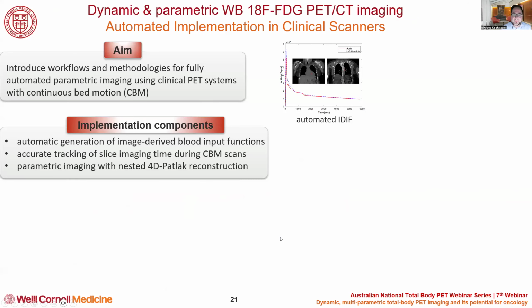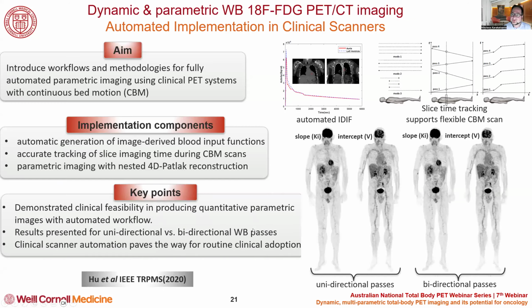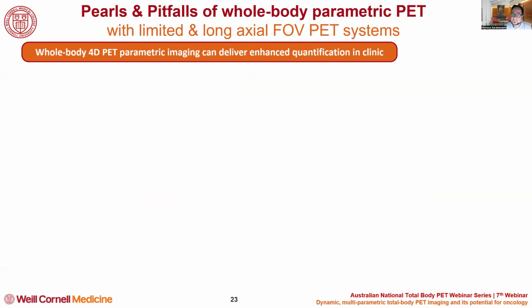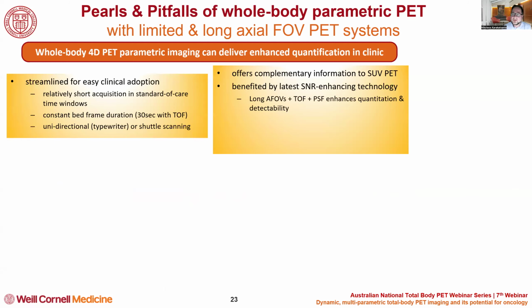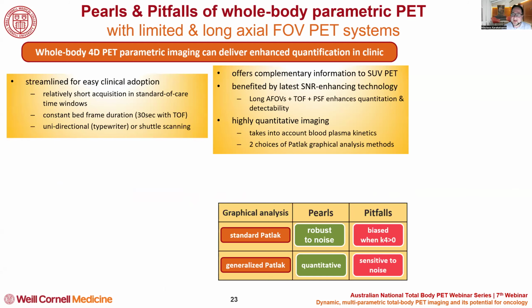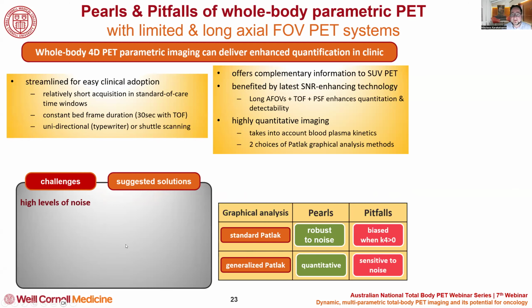So for the interest of time, let me move forward to the latest part of the talk. What I want to highlight here is the fact that by doing whole body parametric imaging without a standard generalized Patlak, we can have robustness to noise, but we actually sacrifice a little bit in accuracy. With generalized Patlak, we're more quantitatively accurate, but we're more sensitive to noise.